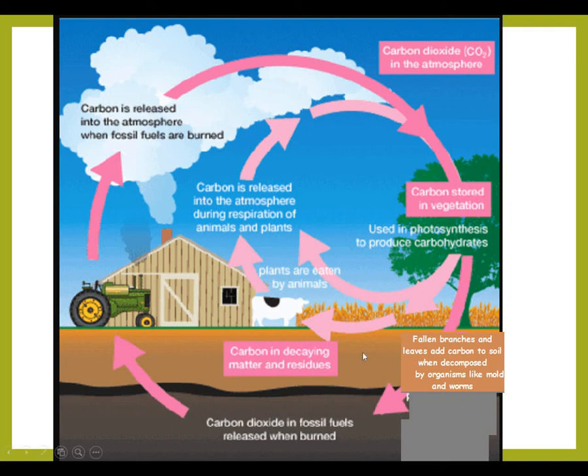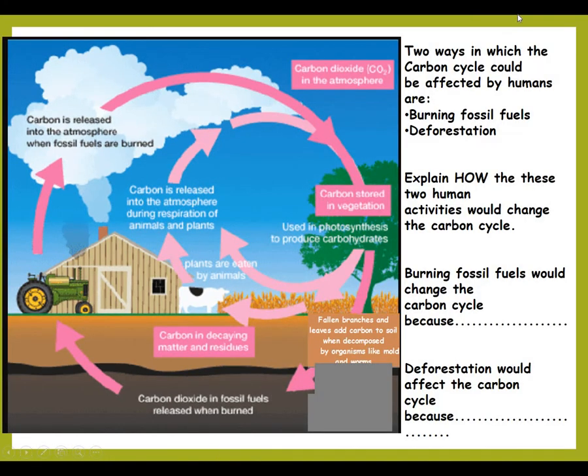Okay, so let's look at how humans are making a mess of it, basically. Two ways in which the carbon cycle could be affected by humans. Burning fossil fuels, so we've dug up the coal, oil and natural gas, and deforestation. We are removing forests for so many reasons. Slash and burn for agriculture, like I mentioned, but also to clear room for urbanization, the growth of our towns and cities, and lots of other reasons that we'll come on to later in this theme. I'd like you to explain how these two human activities will change the carbon cycle and ultimately mean that there is more carbon dioxide in our atmosphere.